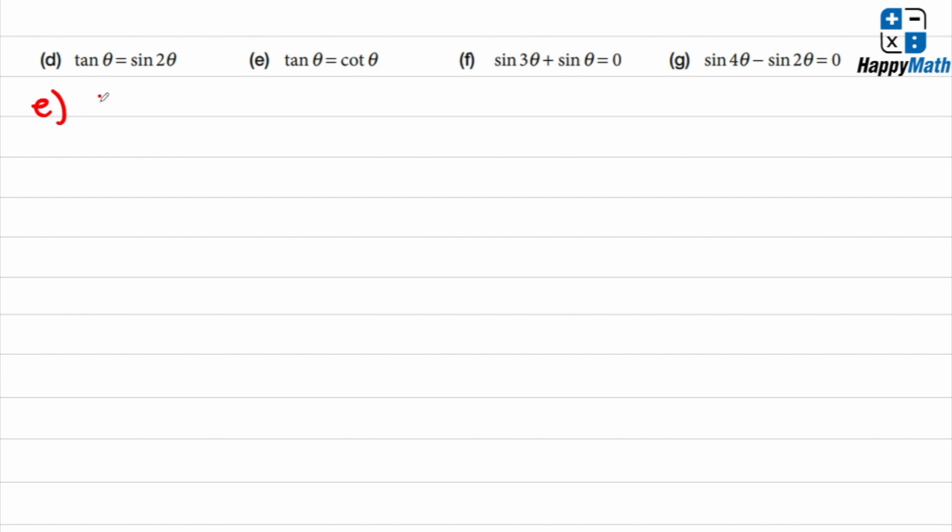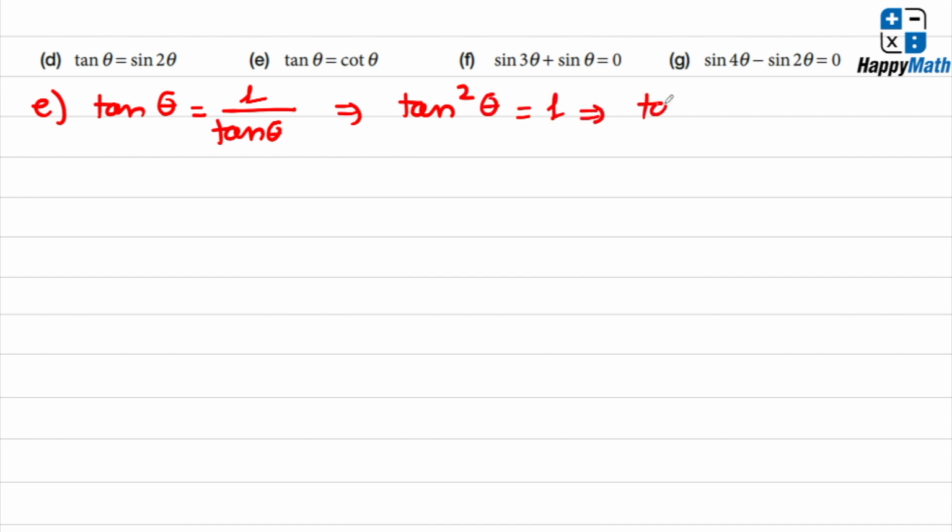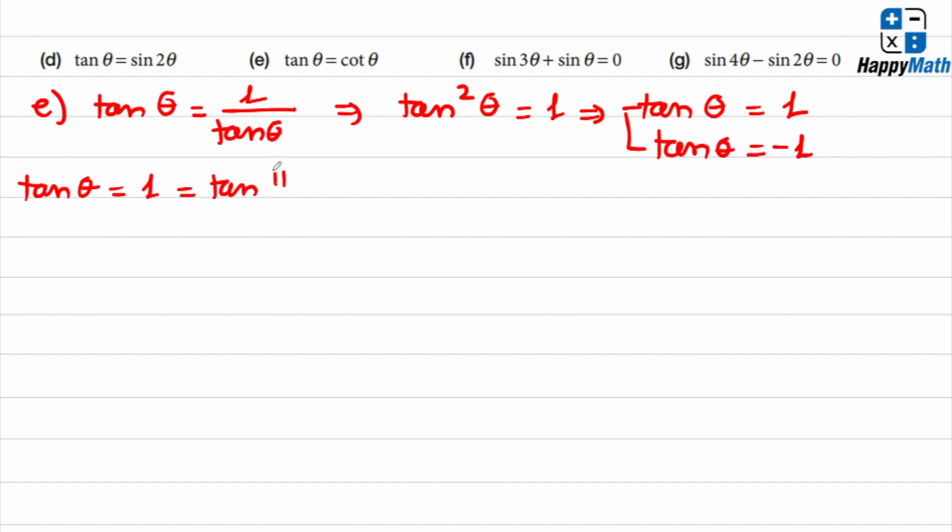Question E, tan and cotan. For question E, the left hand side and right hand side change a little bit, and it becomes tan square theta equal to 1. This means you have two solutions: tan theta equal to 1 and tan theta equal to minus 1. The first equation, tan theta equal to 1, is equal to tan of pi over 4, and theta equal to pi over 4 plus pi k.